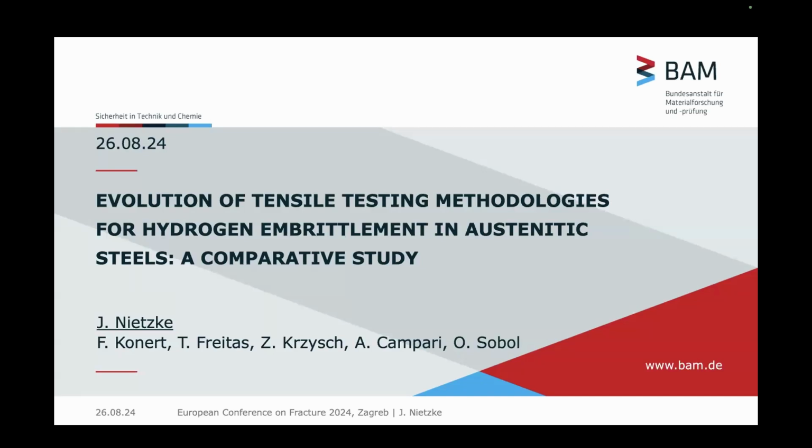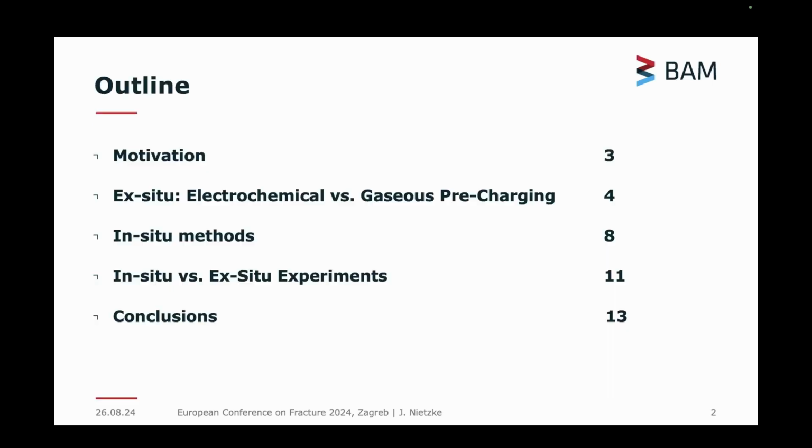If you're working a lot with hydrogen, do a lot of tests with hydrogen, then many things might not be that new for you. But we still get a lot of questions on which methods can we use to test materials, especially steels, with hydrogen. And therefore, we wanted to address a few of these questions.